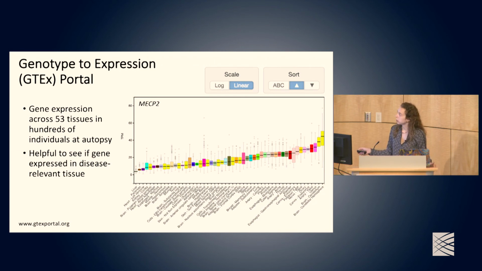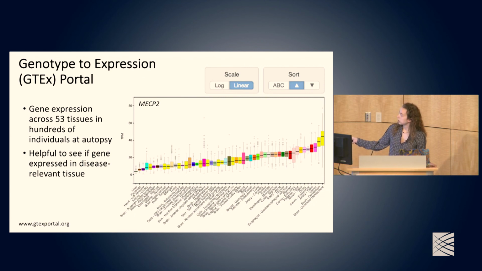So what you're seeing here is the expression across 53 different tissues from individuals who donated their bodies to science, and different tissue biopsies were taken at autopsy, and then RNA sequencing was done across them. This is the largest data set I'm aware of that shows expression data, and it also does splicing analysis on some of this data. So it's a really great data set to have. There's a GTEx portal, so all this data can be easily accessed, and you can type in any gene.